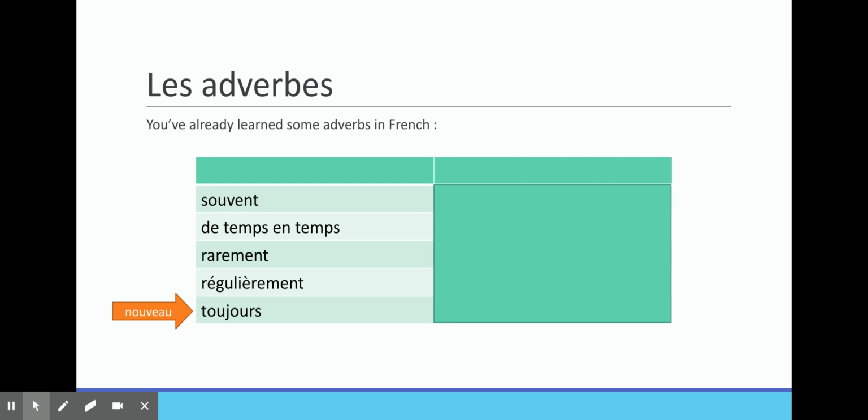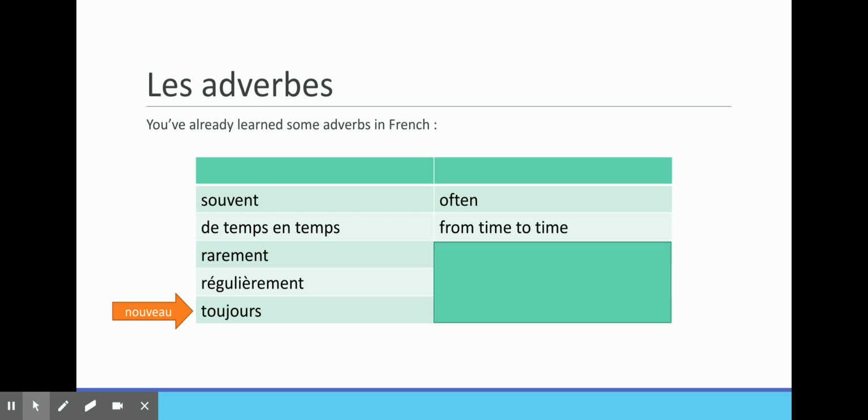So you've already learned a couple adverbs. You've heard me say a couple adverbs. You've heard me talk about souvent, which means often, and de temps en temps, which means from time to time. Then we have rarement, which means rarely, régulièrement, which means regularly, and toujours is one that I don't think you've heard me say before, but that means always.